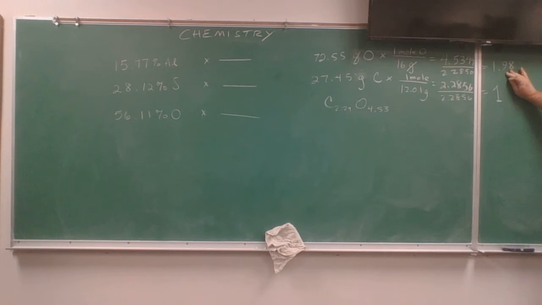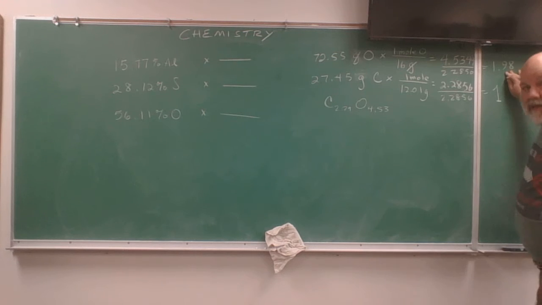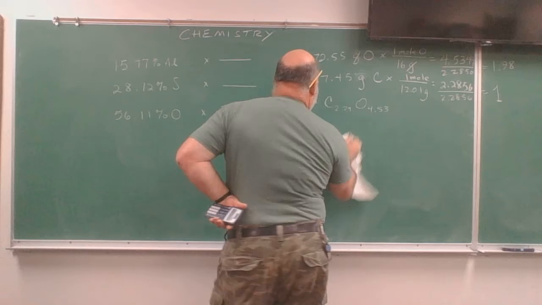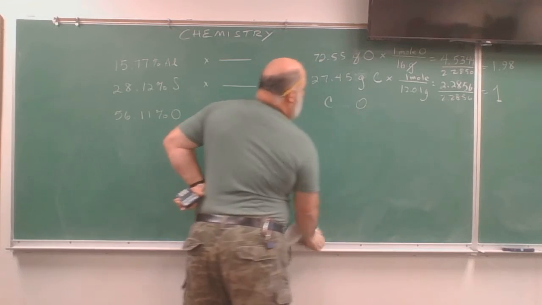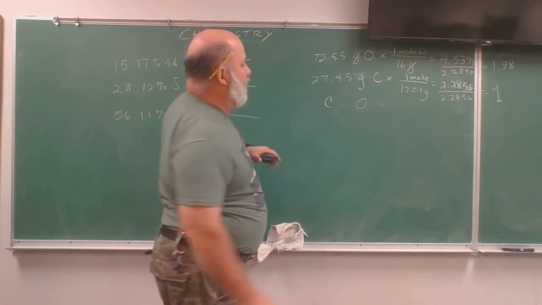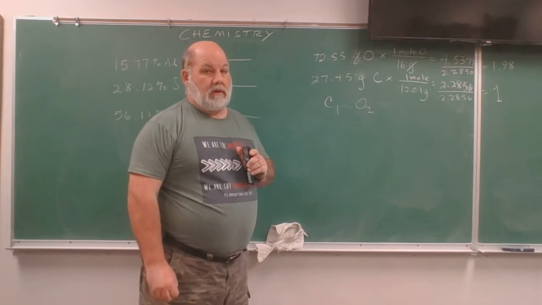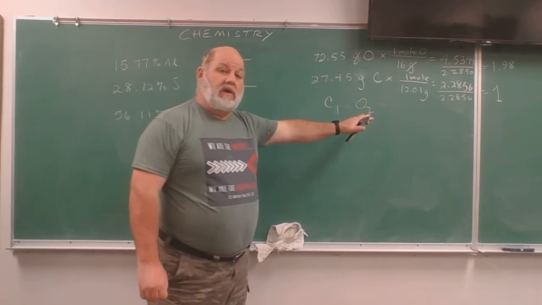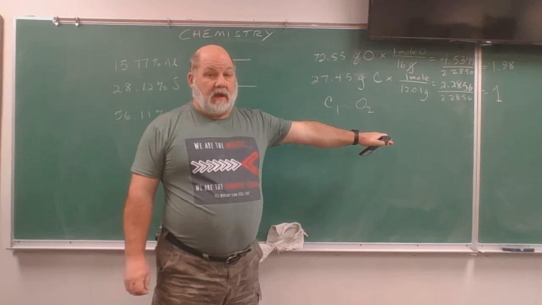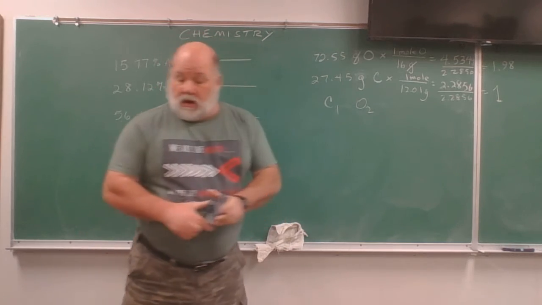Well, that is very close. Oh, I'm off the screen. That is very close to 2. So the ratio, the empirical formula, says for every 2 oxygens, I have 1 carbon. Yes, this is CO2, carbon dioxide. Okay? We're going to do another one.